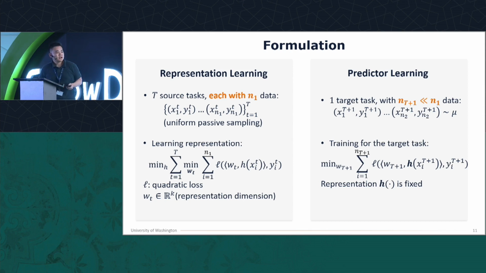Here, we consider a setting where we fix the previous layer, and there's some more recent work, I think by Jason and Chi, where they also analyze meta-learning, where you can also change H, training H during the predictor learning phase as well.